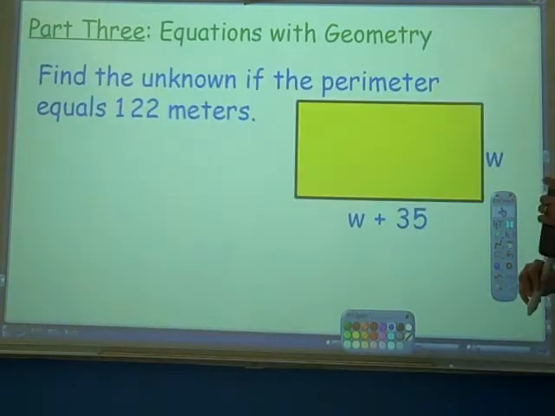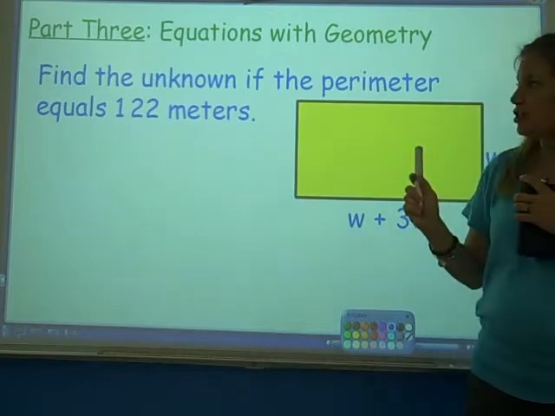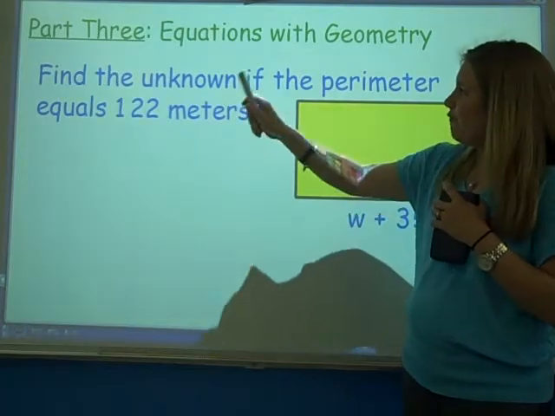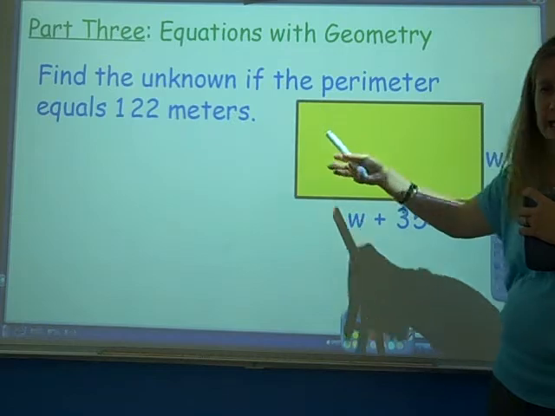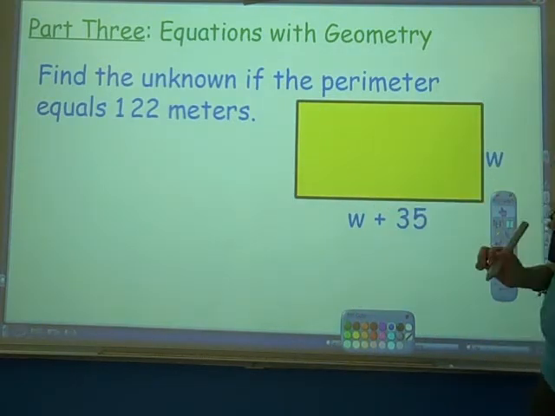Moving along. Part 3. Equations with geometry. I know how much you love geometry. We're going to do something with perimeter. Find the unknown, find x, or w in this case, if the perimeter equals 122 meters.